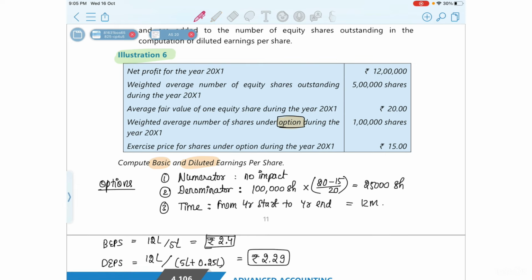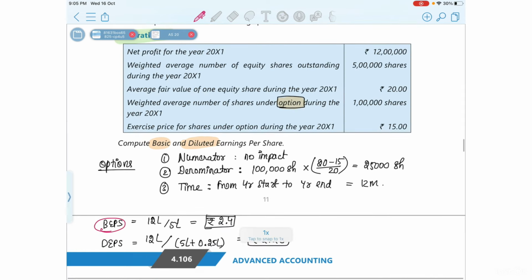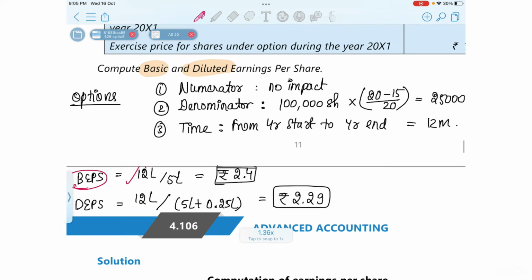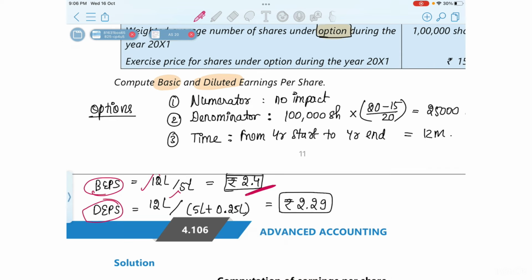Starting the same way, let's first find out the basic earning per share. Basic earning per share is the net profit for the year, 12 lakh rupees, divided by the weighted average number of shares, 5 lakh. So 12 lakh divided by 5 lakh, 2.4 is the basic earning per share. Now you have to find out diluted earning per share. For that, you have to again see three things: numerator, denominator, and time adjustment.